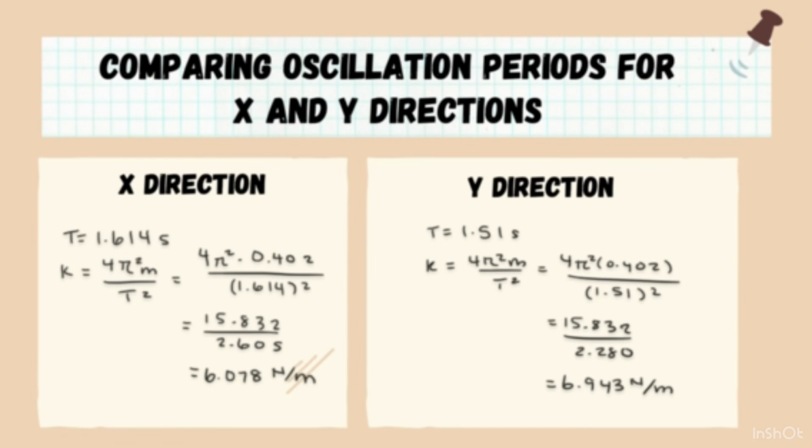And as you can see, there is a pretty big change in the K stiffness. So it does matter which one you choose, because the results show two different periods for X and Y directions, which affects the calculated spring constant and the graphs.